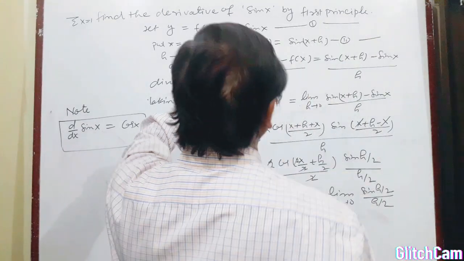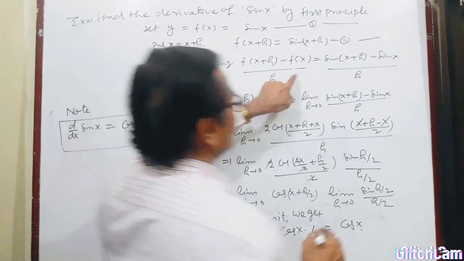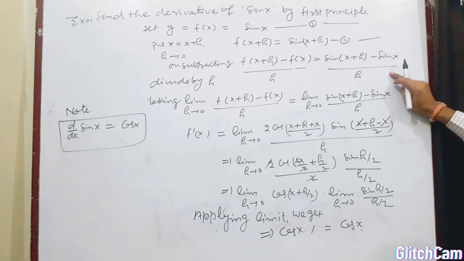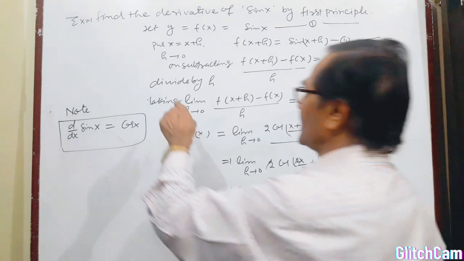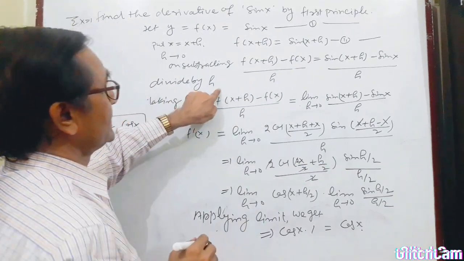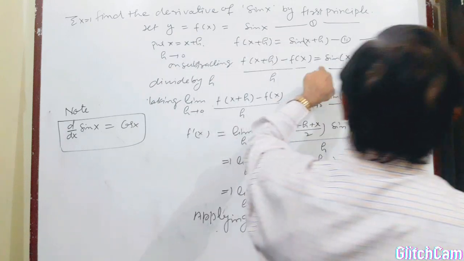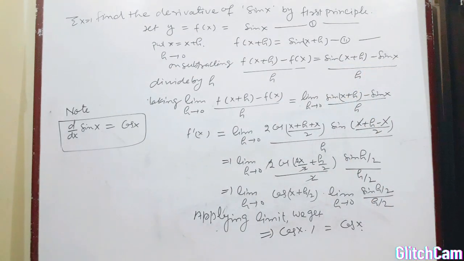On subtracting, we get f(x plus h) minus f(x) upon h equals sin(x plus h) minus sin x upon h. It is the third step. Further, we divide by h. So f(x plus h) minus f(x) upon h equals sin(x plus h) minus sin x upon h. It is the fourth step.